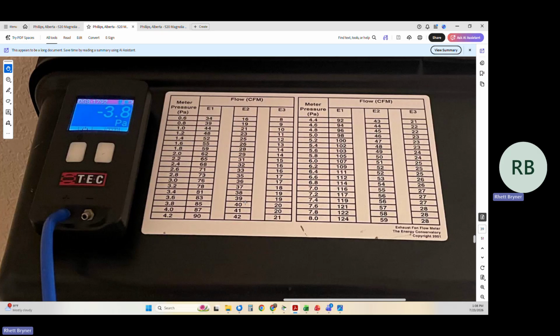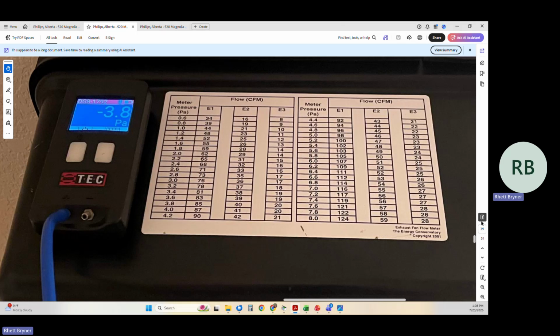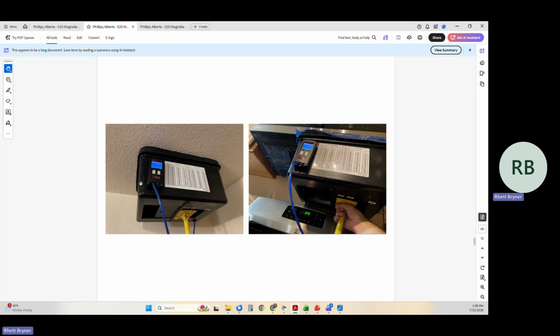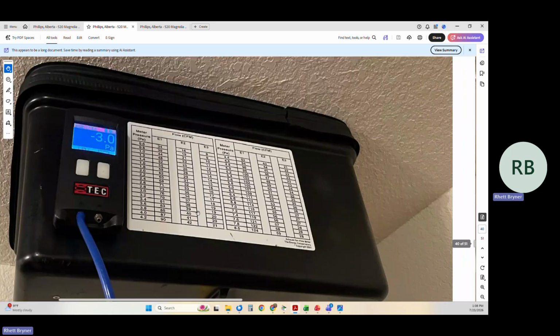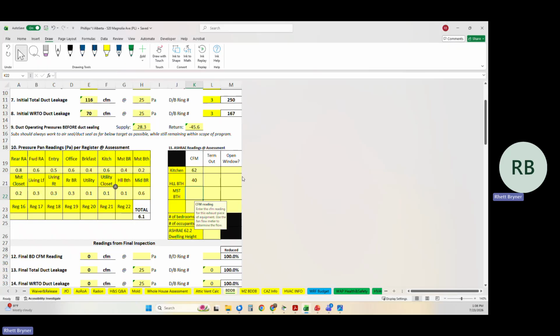All right, so this is our hall bath. So here we're going to put 40. And then master bath. It's going to be our other one right there. So this one is also on E2, and this one's a negative 3. So 3 on E2 is 36. All right. And again, remember we're doing CFM, not pascals. So 36 for E2. Okay.